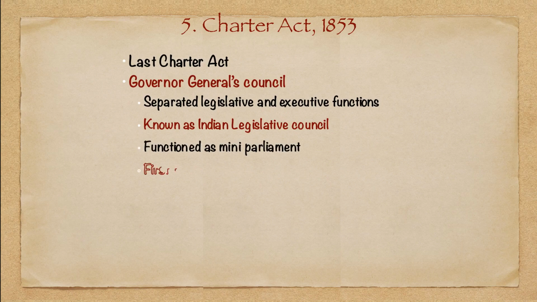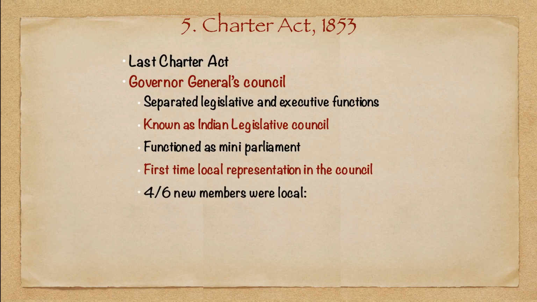This was the first time for local representation in the Indian Legislative Council. The council had 6 new members, and out of these 6, 4 were local. 1 each for the 4 provinces, Madras, Bombay, Bengal, and Agra.